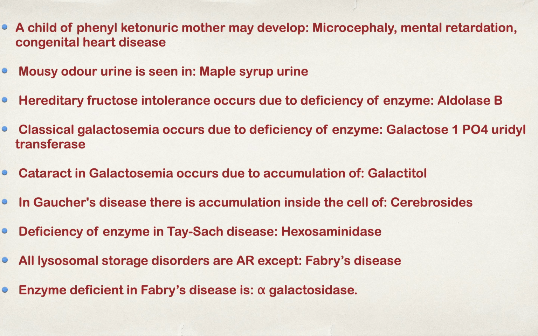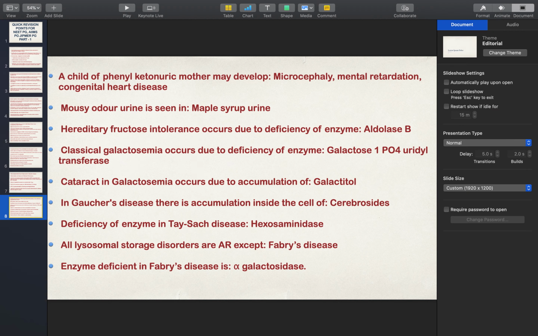Now, deficiency of enzyme in Tay-Sachs disease is hexosaminidase. Now, all lysosomal storage diseases are autosomal recessive, except, this is a very important question, Fabry's disease. Now, the enzyme deficient in Fabry disease is alpha galactosidase. So, thank you.